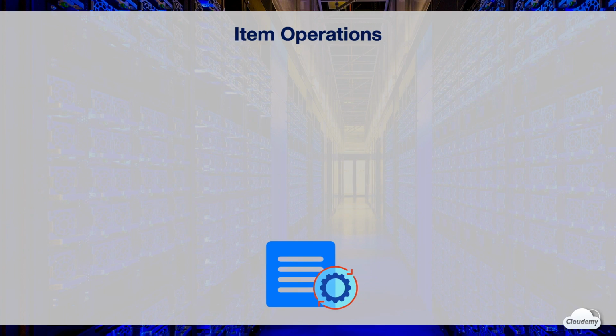DynamoDB provides CRUD operations that allow you to easily read and write items in DynamoDB tables. The PutItem operation allows you to create a new item or replace an old item. If no existing item has the same primary key, the PutItem operation creates a new item. If there is a duplicated item with the same primary key, the PutItem operation replaces the old item.